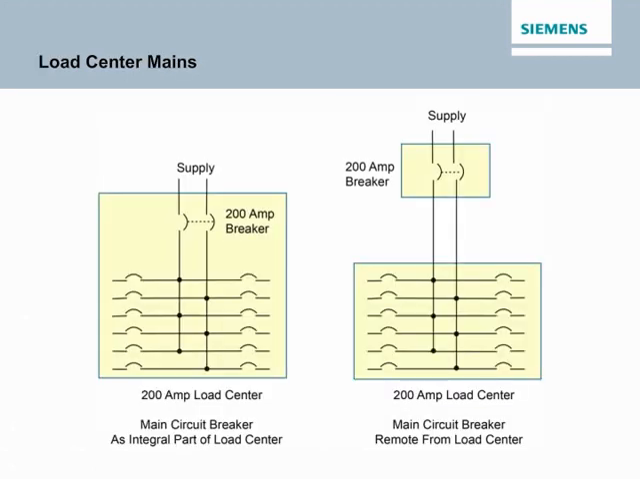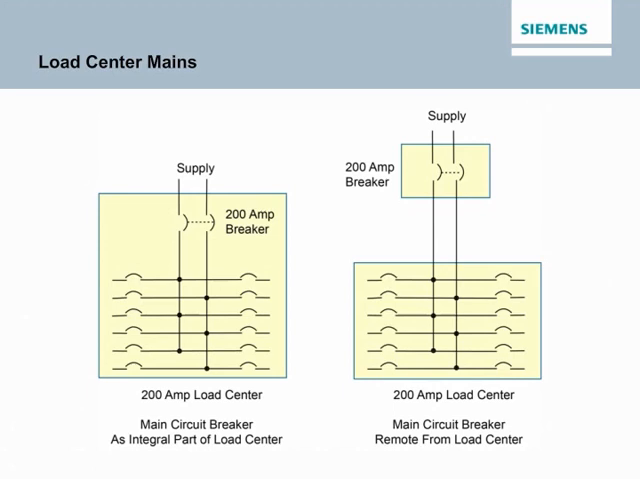There are two major categories of load centers: main breaker load centers and main lug only load centers. Some load centers, such as the Siemens PL series load centers, are convertible from main breaker to main lug only, or vice versa.